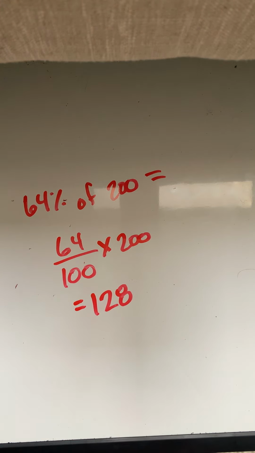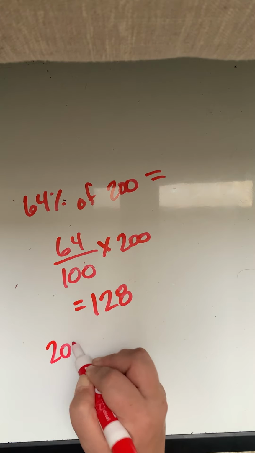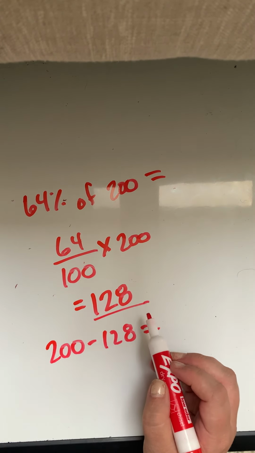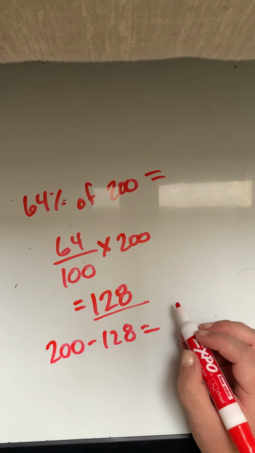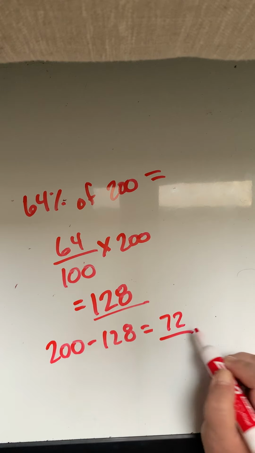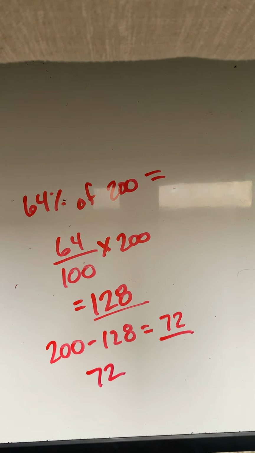Now B says, how many bracelets were not sold? All we need to do is take our 200 and subtract our 128 that were sold. Do that on your board and pause the video. Awesome. You should have gotten 72 bracelets were not sold.